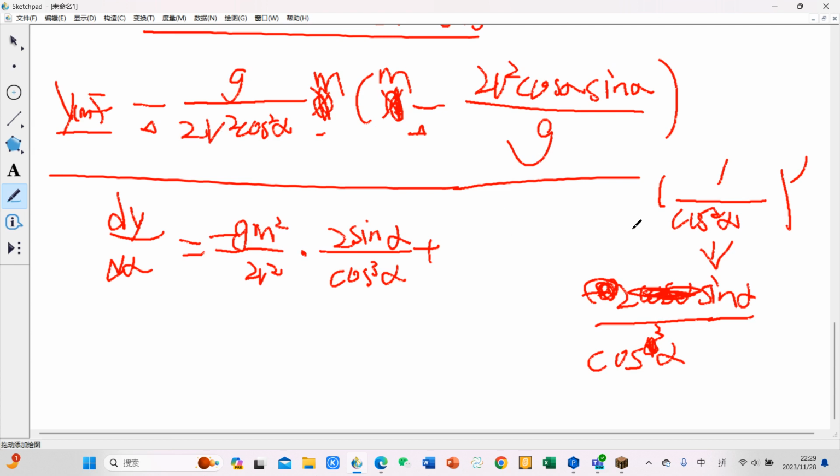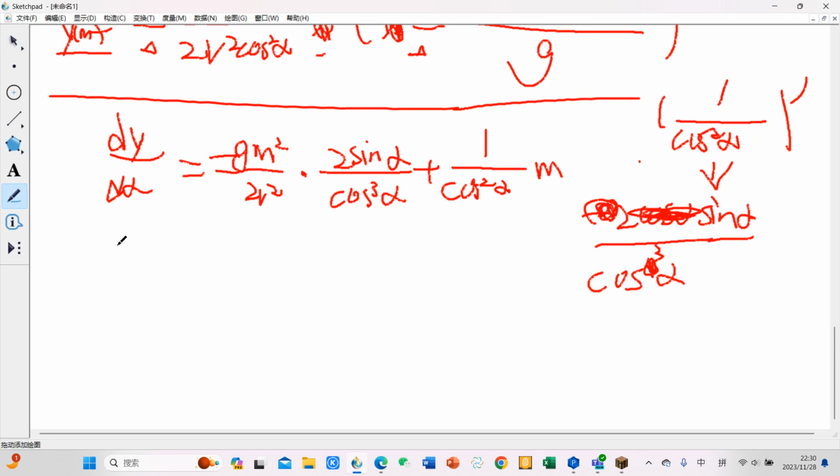It's the derivative of tangent. The derivative of tangent should be secant square. So secant square is 1 over cosine square, right? Oh, we have an m here. We do have an m here. I wish I'm right. I wish I'm careful enough. So I set this to 0 to get the maximum, and we cancel out the m.